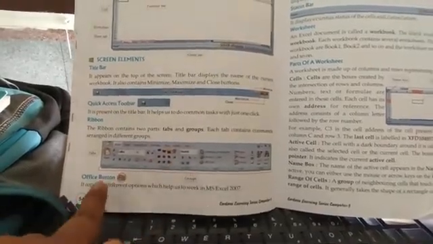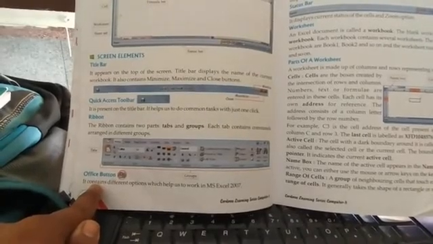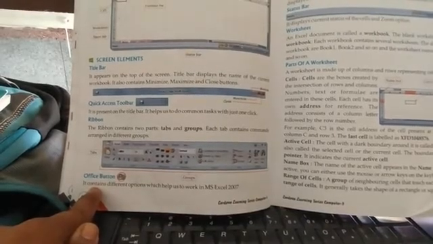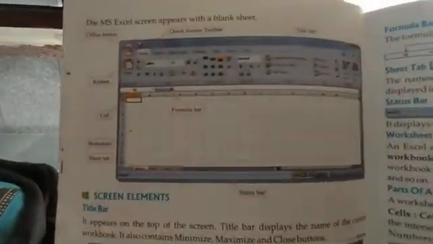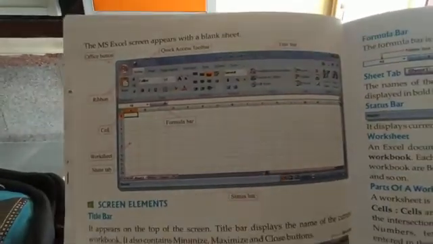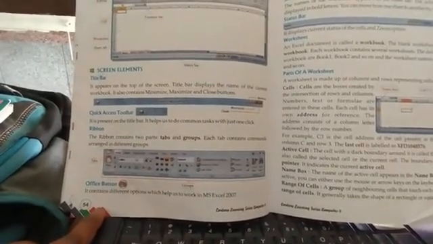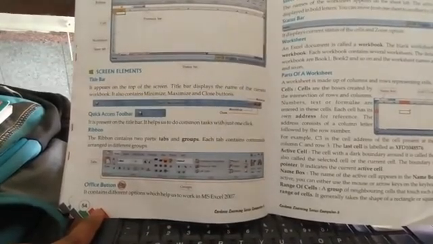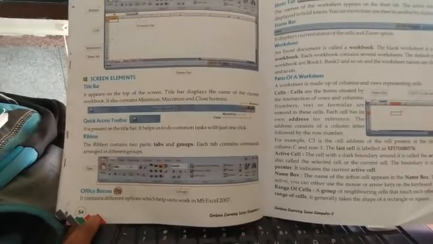Now next there is the office button. In the 2007 version you will find the office button, and if you are using the 2010 version, you will find the file button. Whenever you open the MS Excel program, you will find this office button on the top left corner. It contains different options which help us to work in MS Excel, like new, open, save, save as. You can do any kind of work in MS Excel, so it helps us to do that.